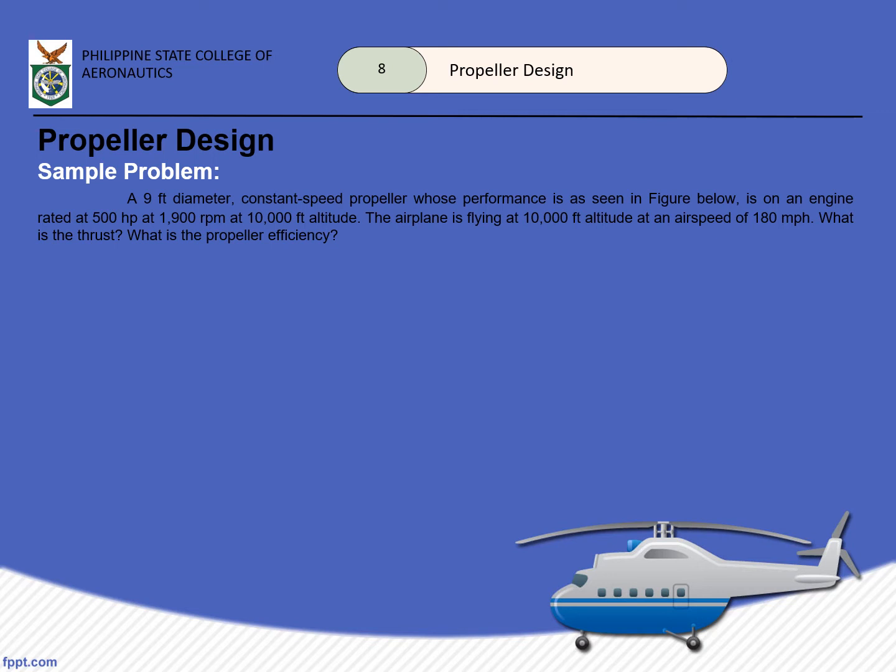Again, in engineering practice, we have to list down the givens first. We have the diameter, 9 feet, the power absorbed in horsepower, 500, and n is 1900 RPM. The velocity is 180 miles per hour, and the altitude is given as 10,000 feet. So required are the thrust and the efficiency.